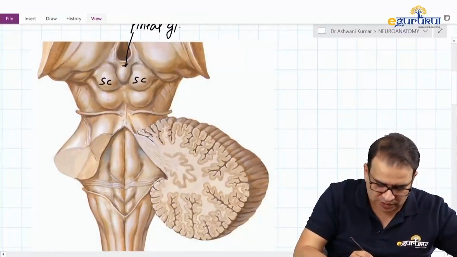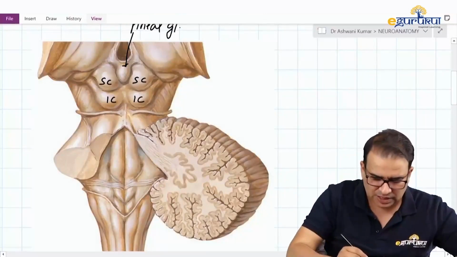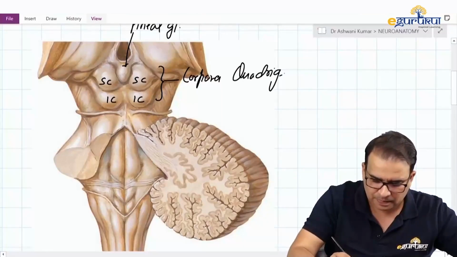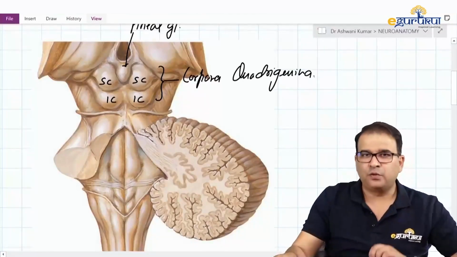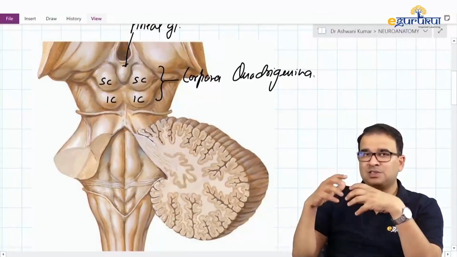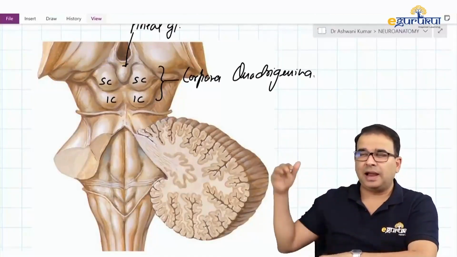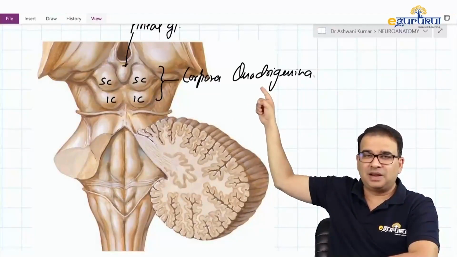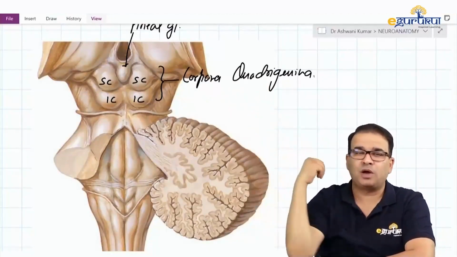We have the superior colliculus and these are the inferior colliculus. The superior and the inferior colliculus together are called corpora. We call them corpora quadrigemina, four gem-like structures. And if you remember, there was a cistern present behind this and above the cerebellum. We call it the superior cistern or quadrigeminal cistern. So that is basically facing these corpora quadrigemina only.